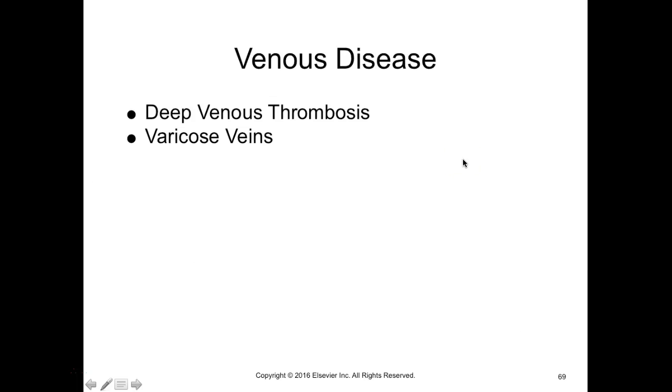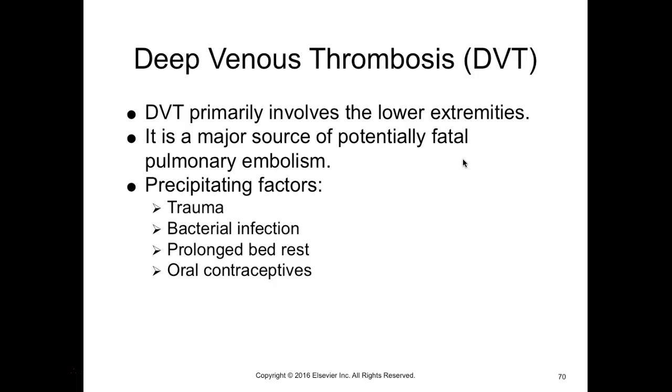All right, so venous disease, we have deep venous thrombosis and we have varicose veins. So DVT, deep venous thrombosis, primarily involves lower extremities. It's a major source of potentially fatal pulmonary embolism. So it can be from trauma, bacterial infections, prolonged bed rest, oral contraceptives.